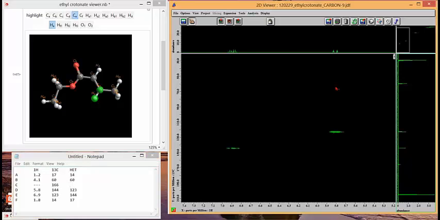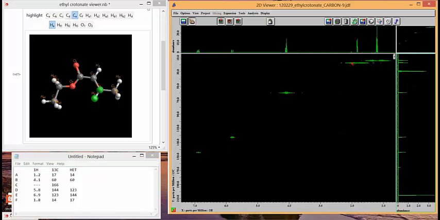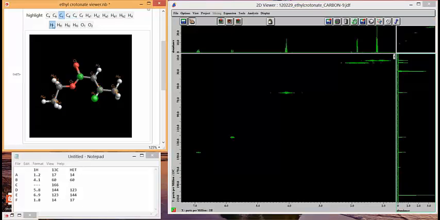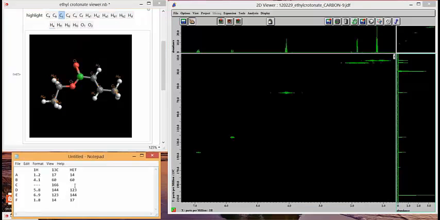Notice how there are only 1, 2, 3, 4, 5 signals in the heteronuclear correlation spectroscopy, whereas there are 6 carbons in my molecule. Carbon C, because it is not connected to any hydrogens, is not going to be correlated to any hydrogens. So this experiment tells us nothing about that particular carbon, and we're left with relying on the carbon-13 spectrum to determine the identity of that carbon.